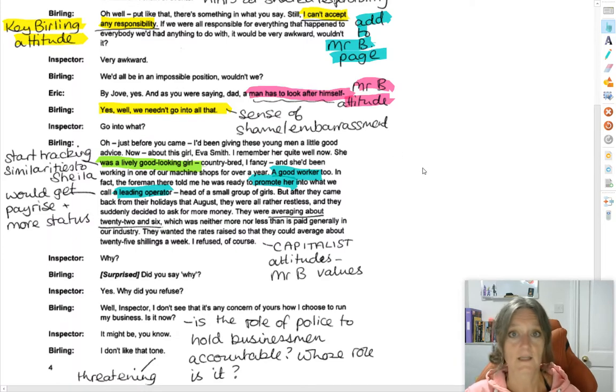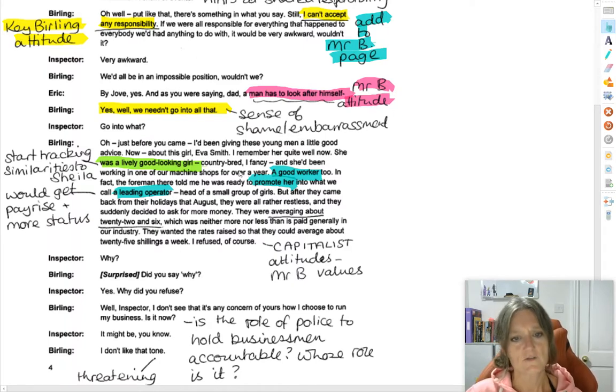Lively and good looking. So that sounds like the Sheila that we've met so far. The difference is Sheila doesn't have to work for a living, Eva Smith does. And you can also tell from this description she was a lively, good looking girl. Mr. Birling seems as if he might be quite fond of her, and he might have looked at Eva Smith and she might have reminded him of his own daughter too.